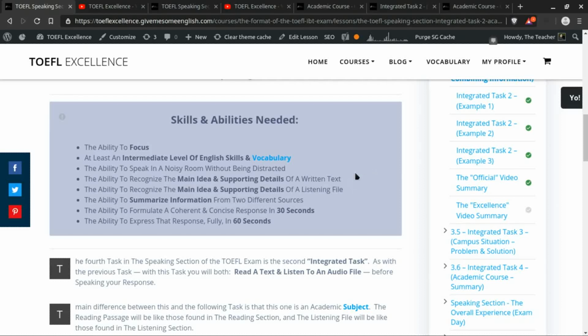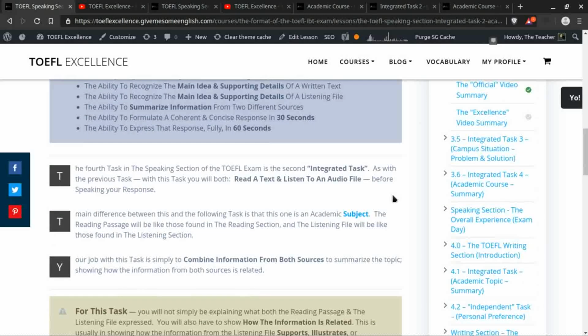This is the same as with all of the reading passages that you went through in the reading section. You have to have the ability to recognize the main idea and supporting details of a listening file. And the listening file for this one is very similar to the types of listening files that you would have heard in the listening section. You have to have the ability to summarize information from 2 different sources, in other words, to describe the information that was given in a very brief manner. And you have to have the ability to formulate your response in 30 seconds and to express that response fully in 60 seconds. All right, so let's take a look at this.